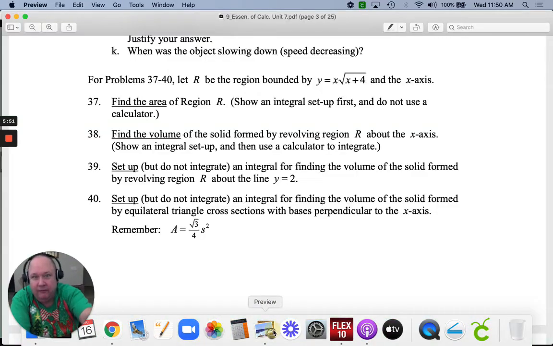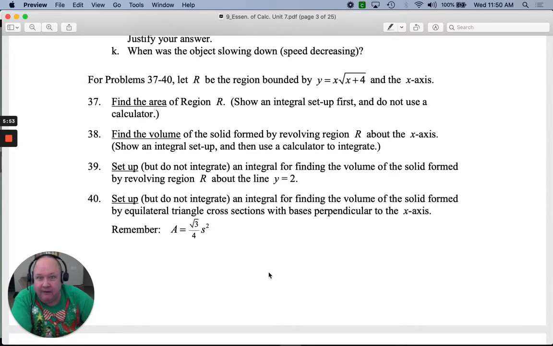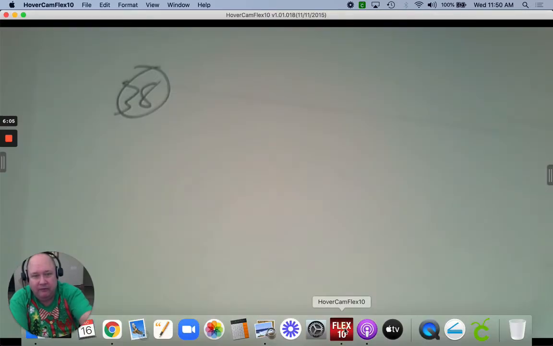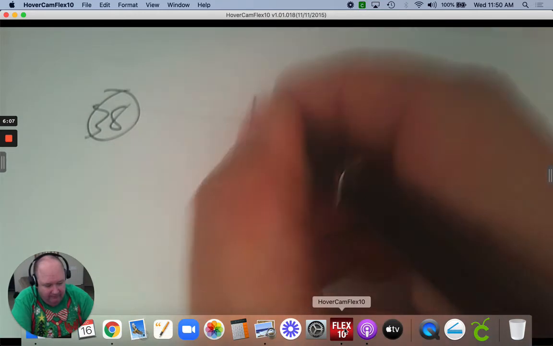I might need some work from 37. Find the volume of that region about the x-axis. So show a setup and then use a calculator to integrate. I like that word, calculator to integrate. So what's the setup going to look like? Let's do that first. So remember the graph, right, that it looks like.